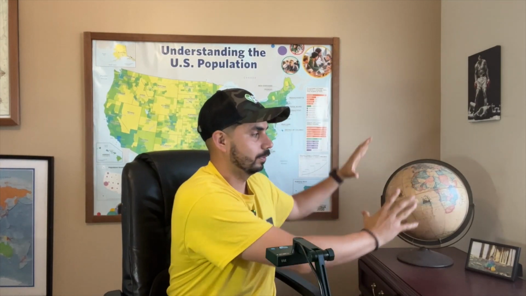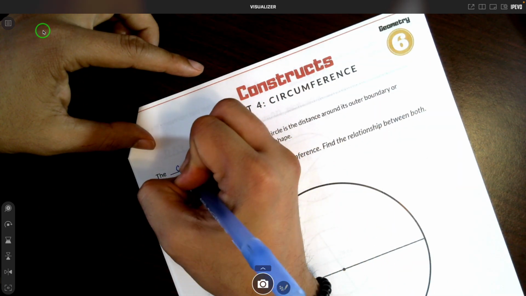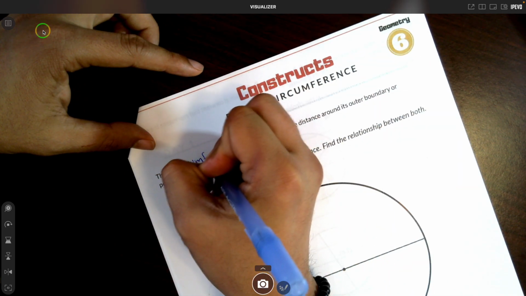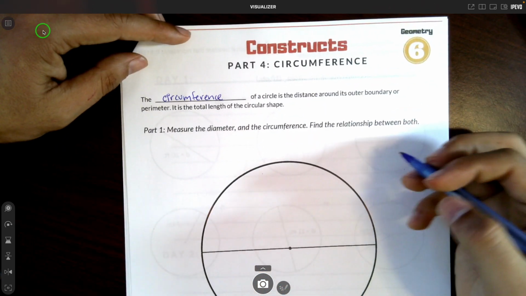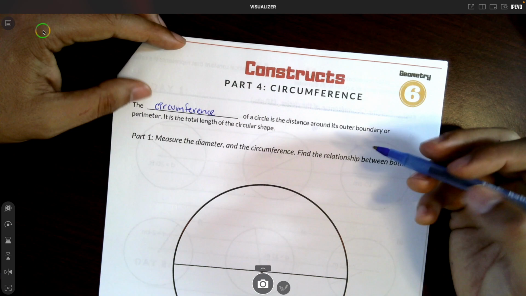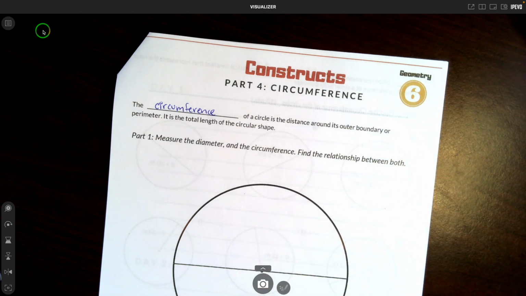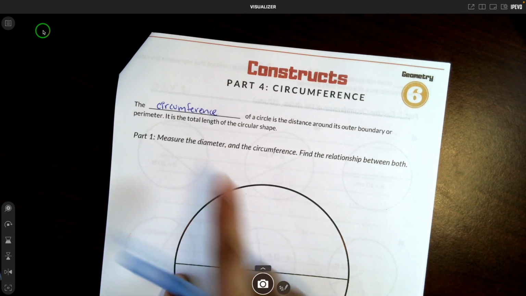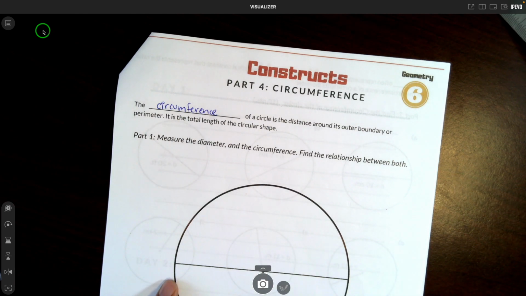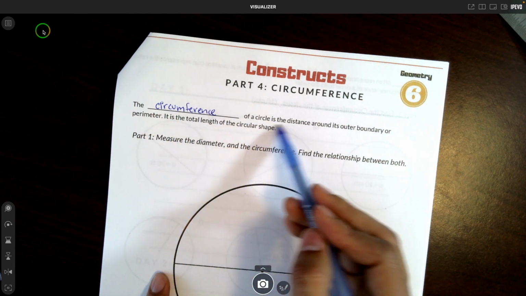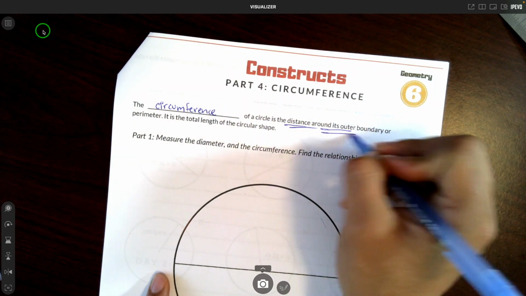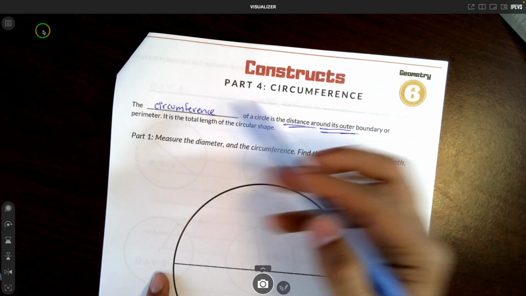Perimeter is the outside part. But if we have a circle, it's got a fancy name. The perimeter of a circle is called the circumference, okay? And there's a formula too. We're going to find the formula in just a little bit. First, we want to measure this diameter, and then we're going to measure the circumference. So circumference is all around. The circumference of a circle is the distance around the boundary, or you can call it the perimeter.